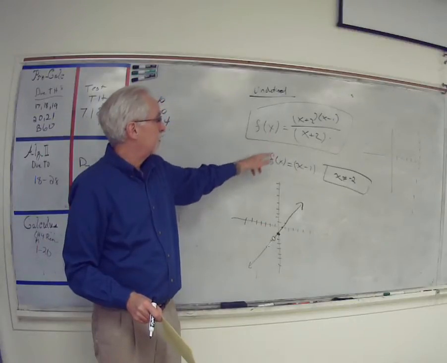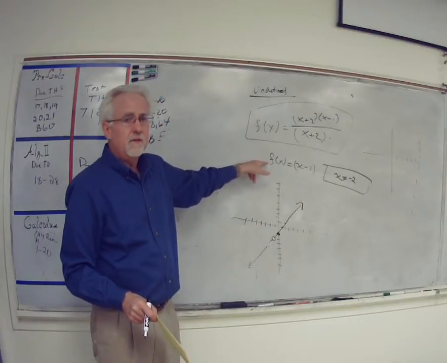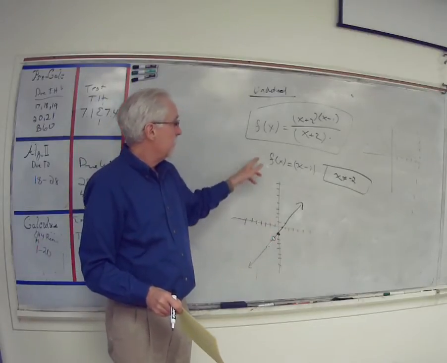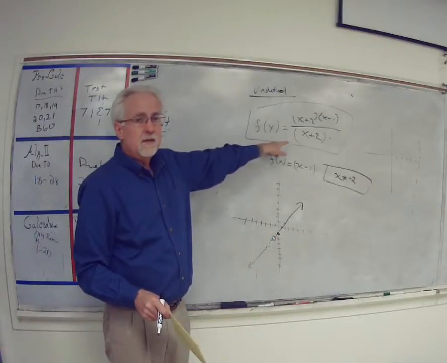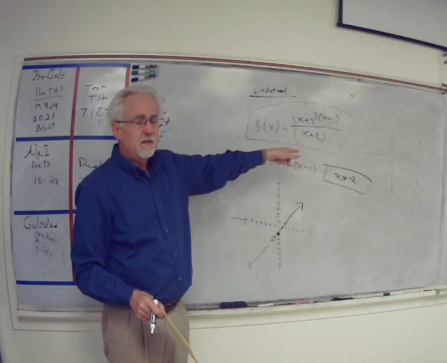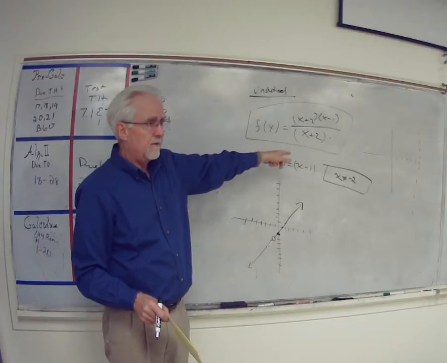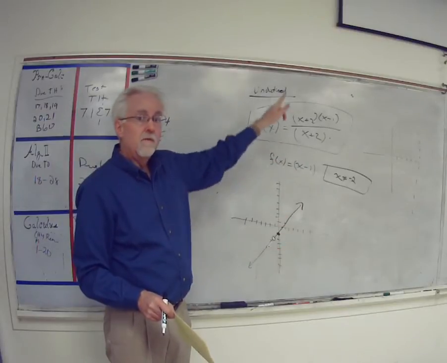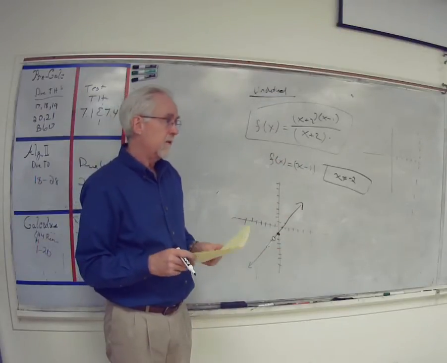Now, why is it an open circle? Because is it exploding as I get close to negative 2? No, it behaves perfectly. But I just can't be at negative 2. Now, if x plus 2 had stayed in the denominator, I wouldn't have a hole. I would have a what? A vertical asymptote, right?